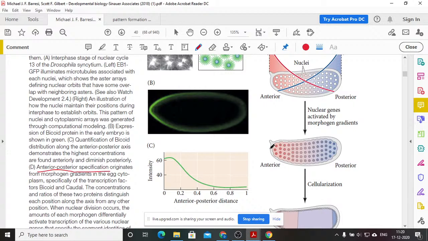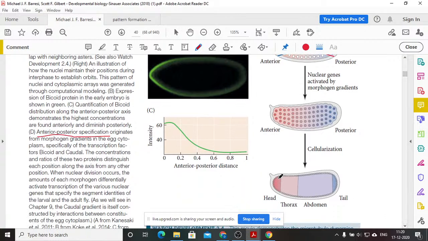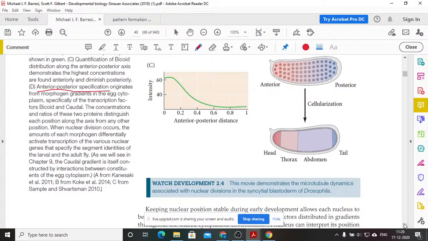As a result, this part becomes anterior, this part becomes posterior, and when cellularization takes place, this region will become the head cells, this will become the thorax cells, where there is a mixture of bicoid and caudal, and in this region there is more caudal. So, this region becomes your abdomen, and there is no so-called tail in insects. So this is how the anterior posterior pattern formation takes place in Drosophila.